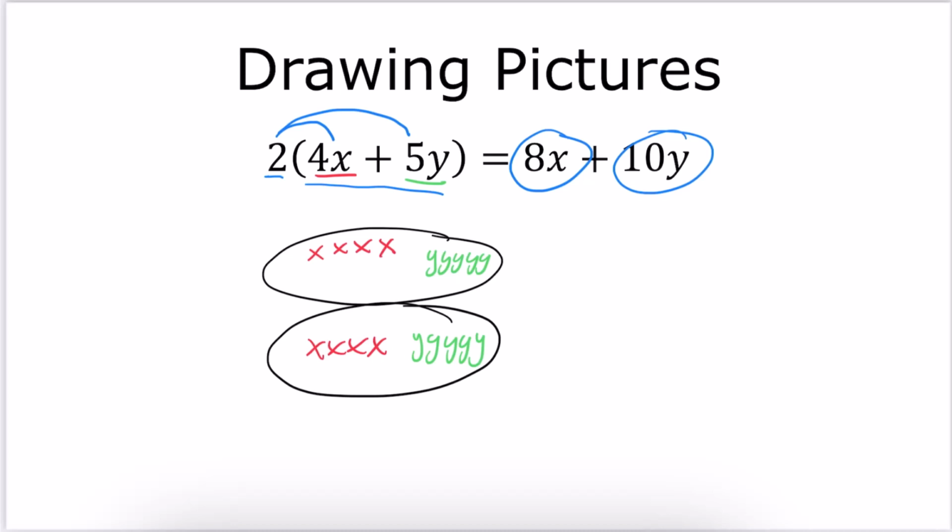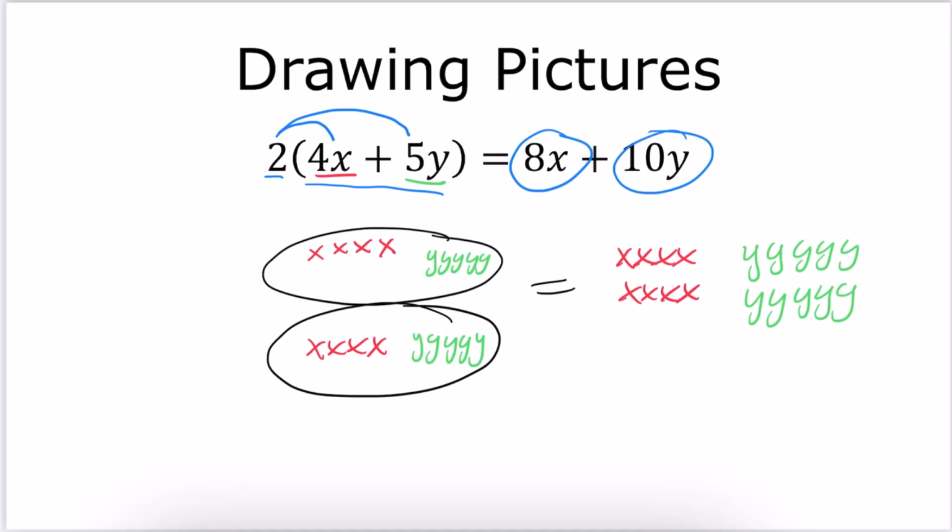If I were to draw a picture of the right-hand side of the equation, I would just have 8x's, and then I would have 10y's. When I draw a picture of it this way, it's easy to see why these two expressions are equal. In both of them you have 8x's, but on the left-hand side they're just split up into two equal groups. Same thing with the y's: they both have 10y's, but on the left side they're split into two equal groups. And so this is the basic idea of the distributive property.